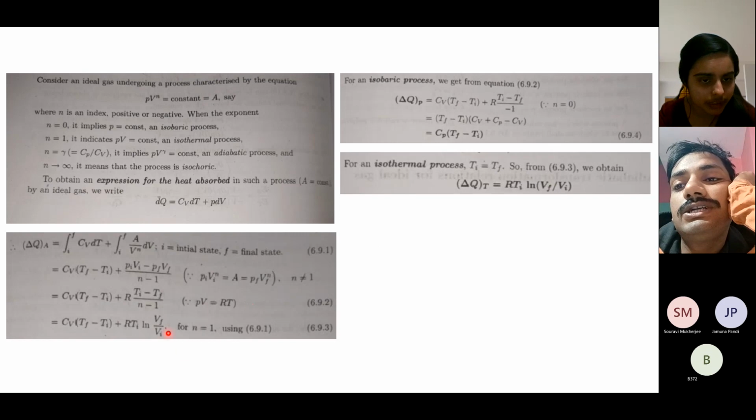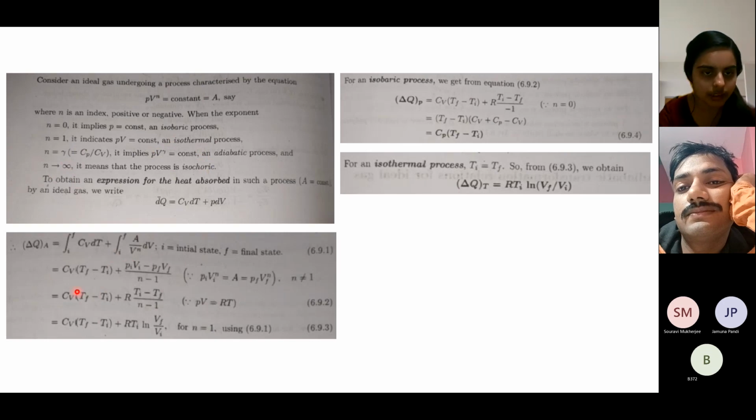No, see, RT ln Vf upon Vi will work out only when n is equal to 1. See, we are integrating this term. We get a logarithm when we have dV by V, and that holds only when n is equal to 1, that is for an isothermal process. But now we have an isochoric process, which means n is equal to infinity. So try to use the most general form, when n is not equal to 1, and tell me what the expression should be.